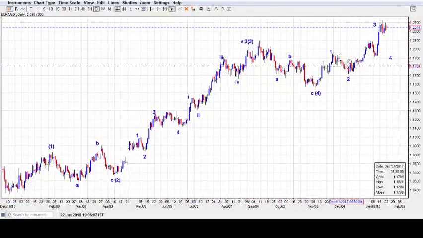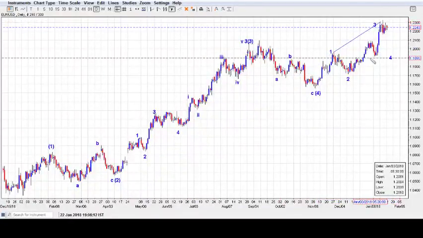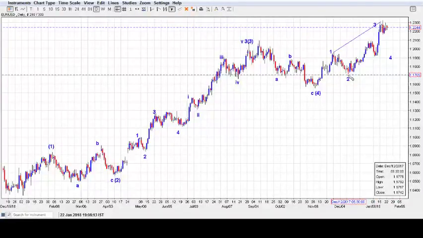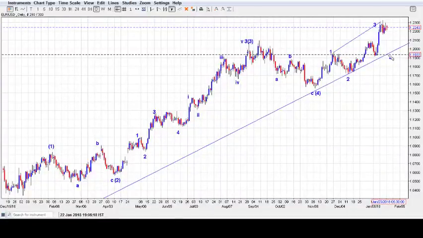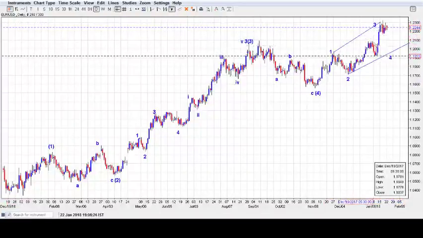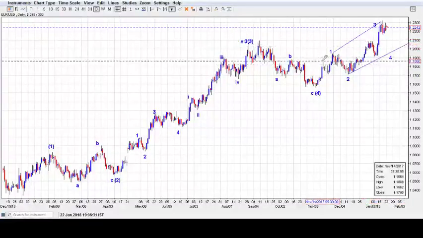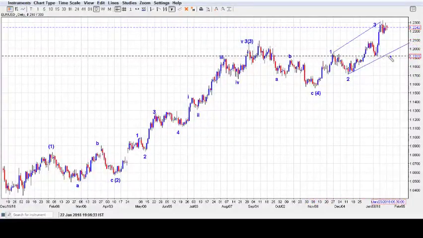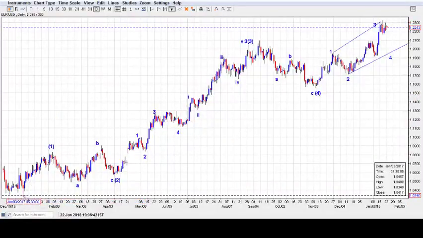This is the ending diagonal wave structure, waves 1 to 3, and the fourth wave, if it terminates somewhere here, it's an expanded kind of diagonal. It's not a contracting diagonal, but you never know. Normally wave 4 will enter the territory of the first wave. That's why it might take a shape of an expanding diagonal structure.